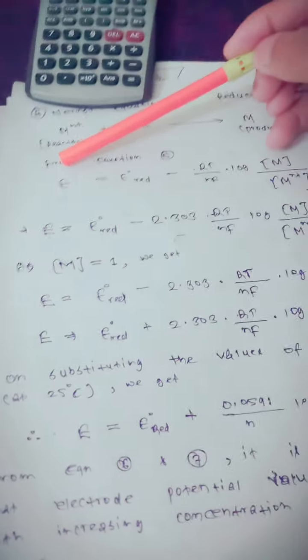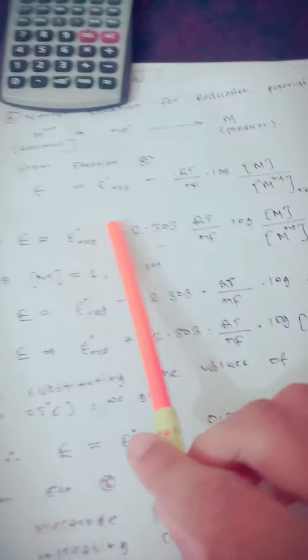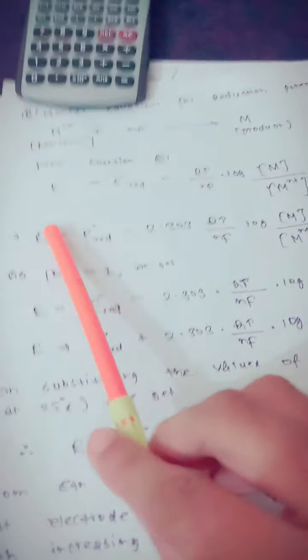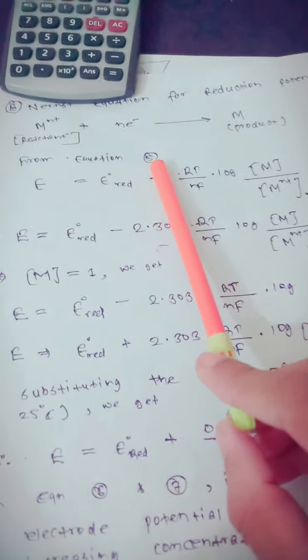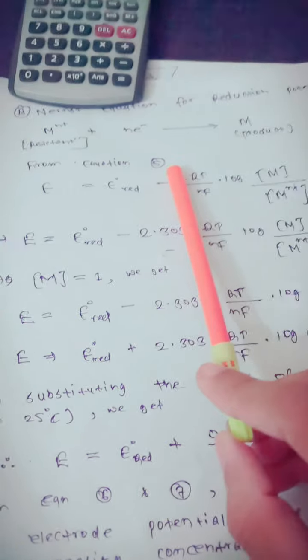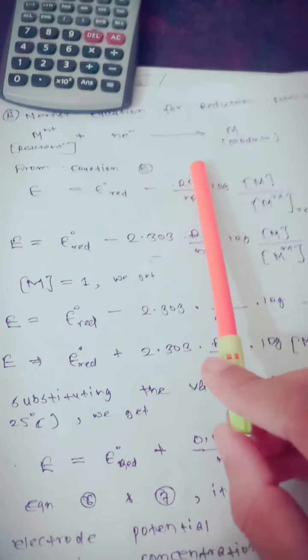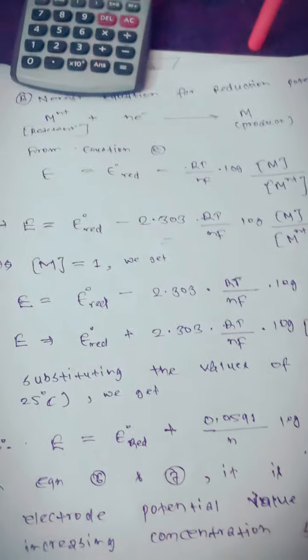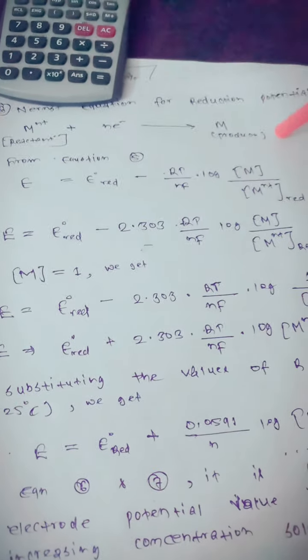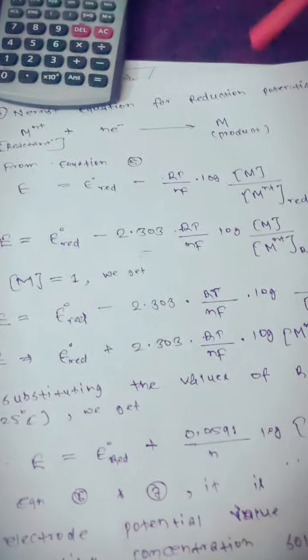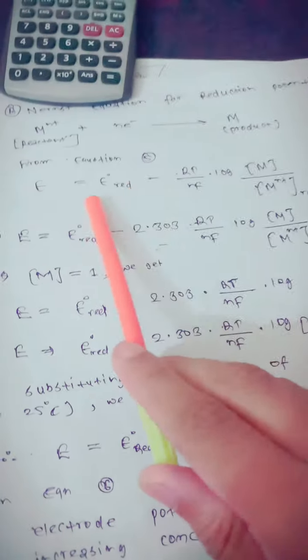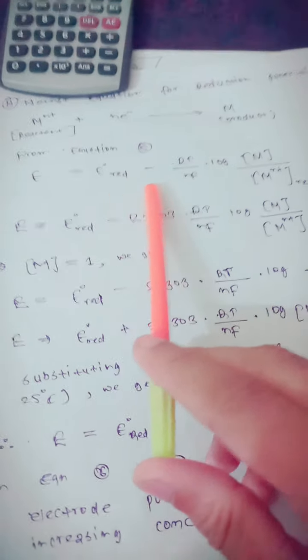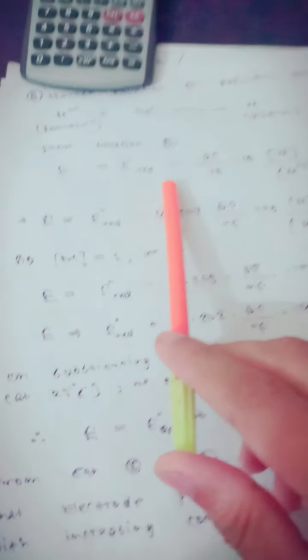So from equation 5, E is equal to E inert reduction minus, again I am taking equation 5. To find out the Nernst equation for the oxidation potential and also for the reduction potential, I will take equation 5 only, to find out the electrode potential for the oxidation and the electrode potential for the reduction. I have to take equation 5 only. Then we can continue further to find out the EMF of the cell.